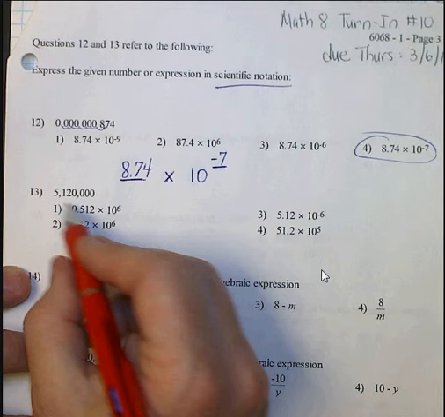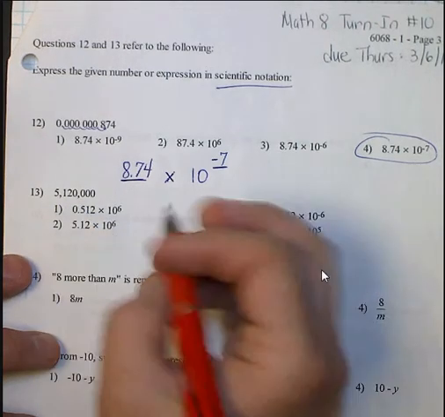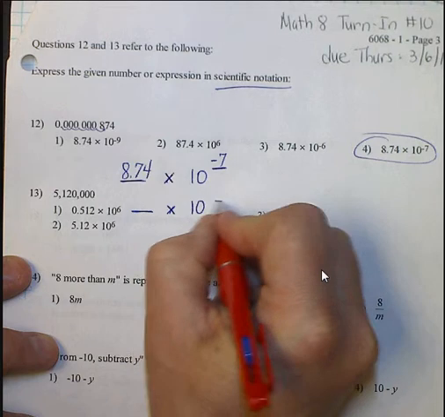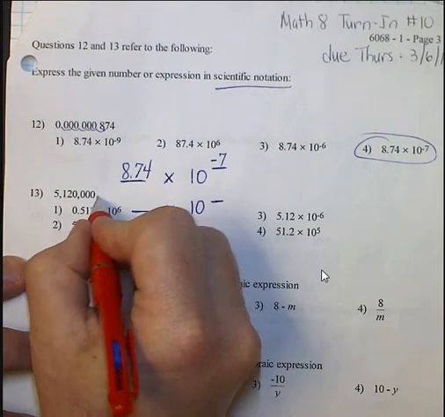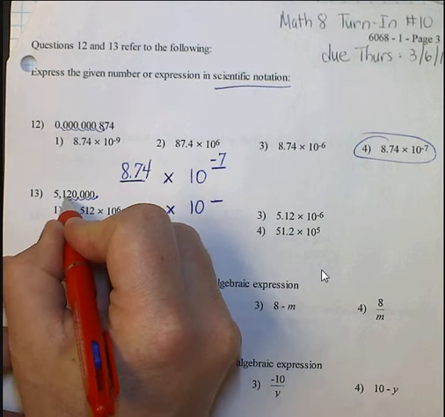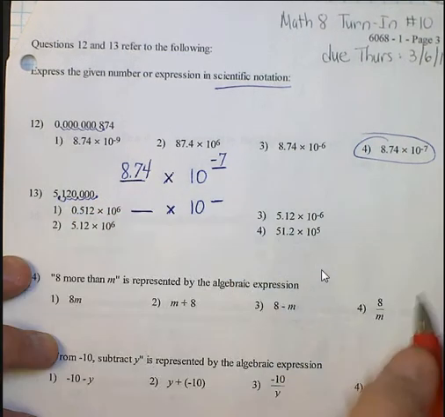Next, 5,120,000. Again, we're going to write it in scientific notation. So here we go. Some number times 10 to some power. I start with the decimal point here, and I start moving it over until I get a number between 1 and 10. 5.12.